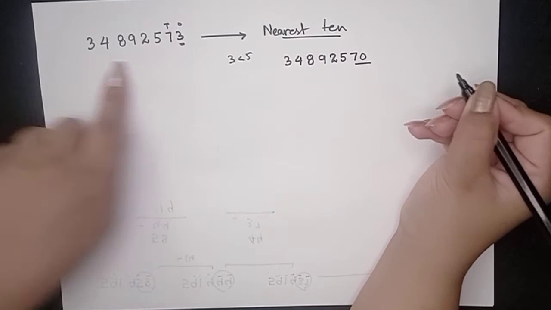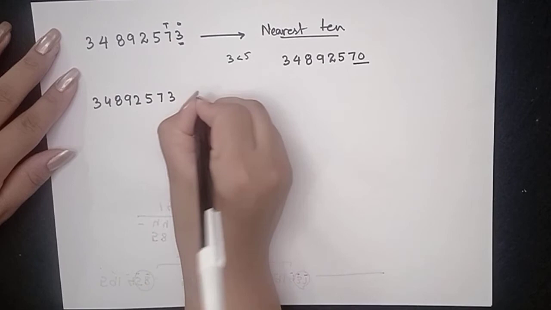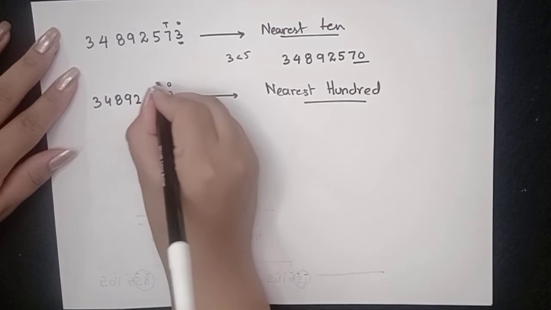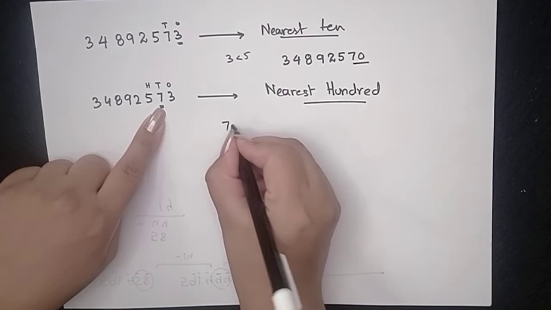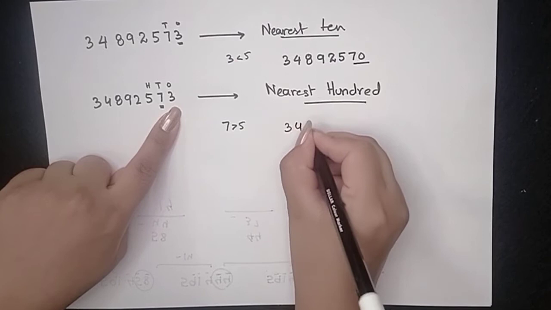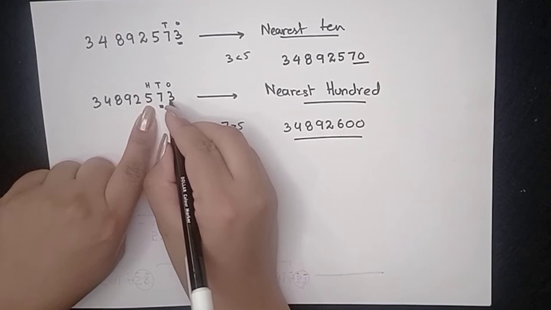Okay, take the same number, 3, 4, 8, 9, 2, 5, 7, 3. Now we have to round it off to the nearest 100. So here it's ones, tens, hundreds. For the nearest 100, we're going to look at the digit at the tens place. So it's 7. 7 is greater than 5. So the nearest 100 to 573 would be 600. So it will become 3, 4, 8, 9, 2, 600. Right, 600 is closer to 573, so that's how it becomes the nearest 100.